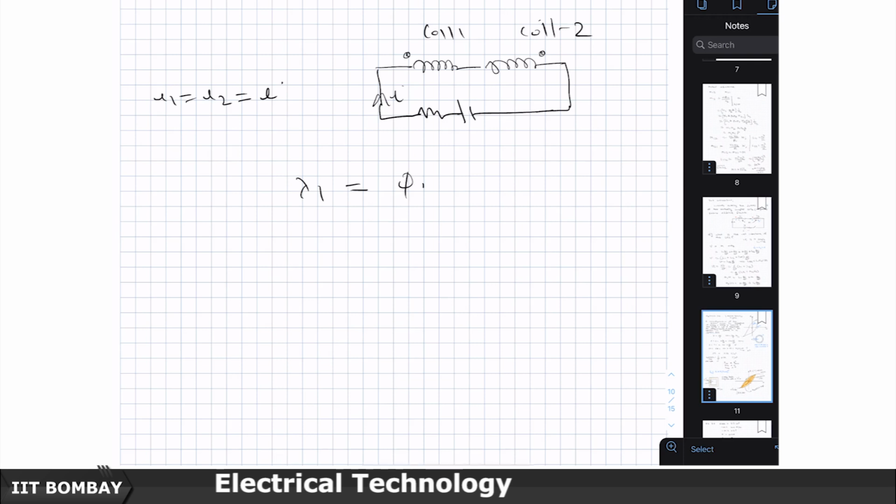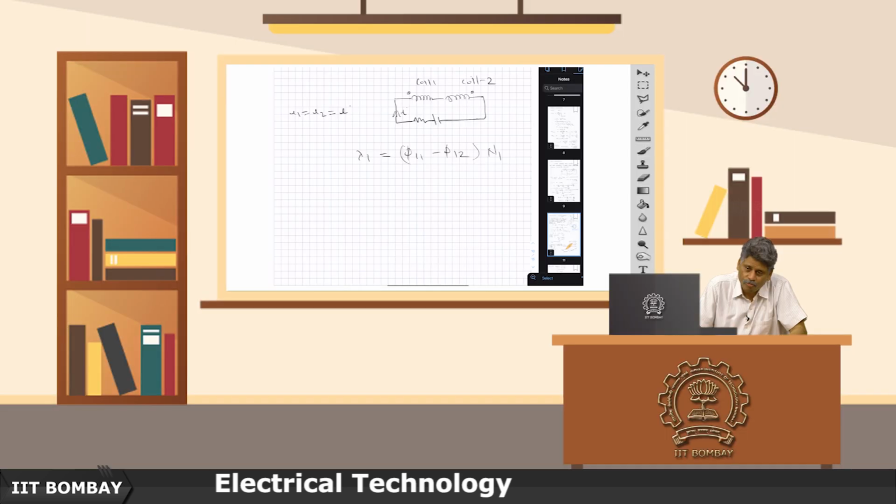Lambda 1 will be phi 1 1, and this phi 1 1 is the one which is created by its own current, and it sets its own direction. But because the current I is exiting the other dotted terminal, it will create a subtractive flux with respect to phi 1 1.